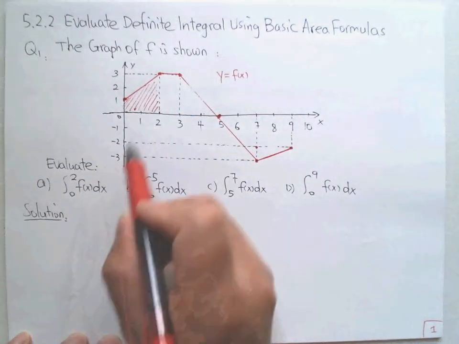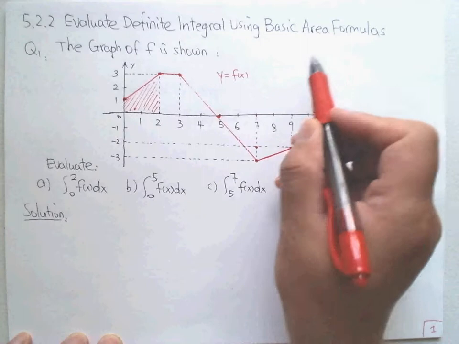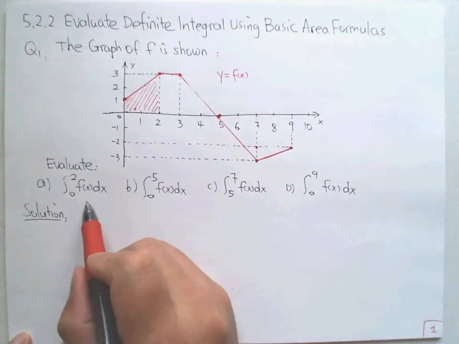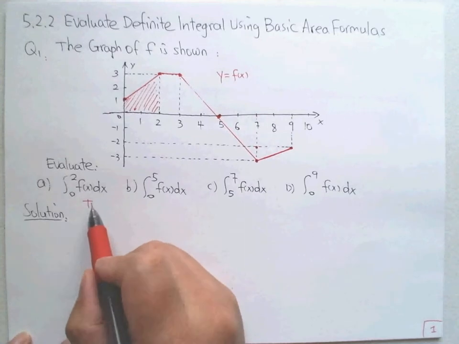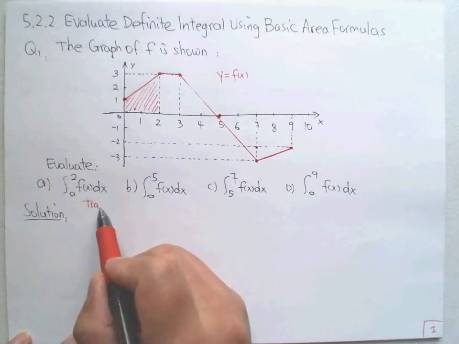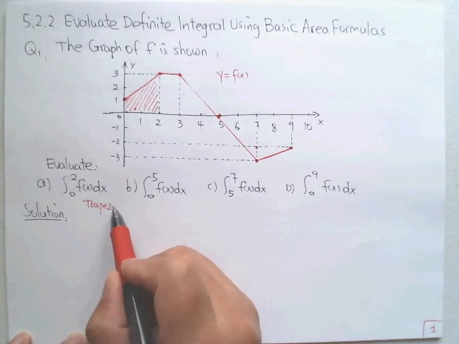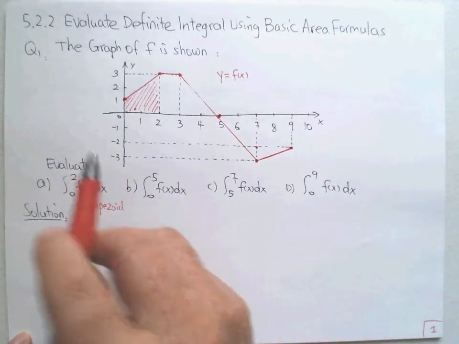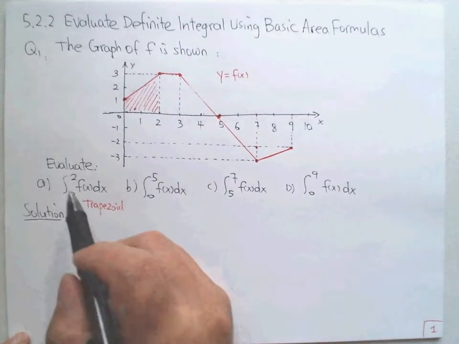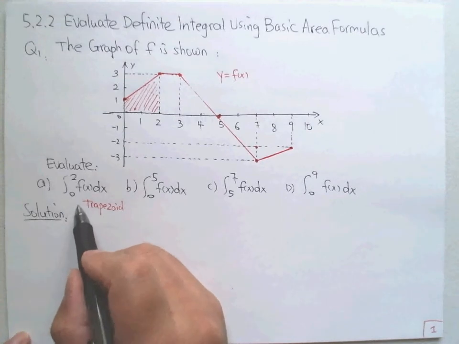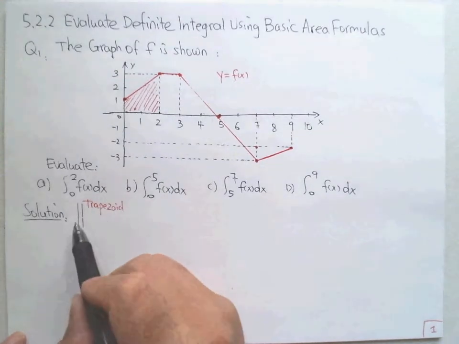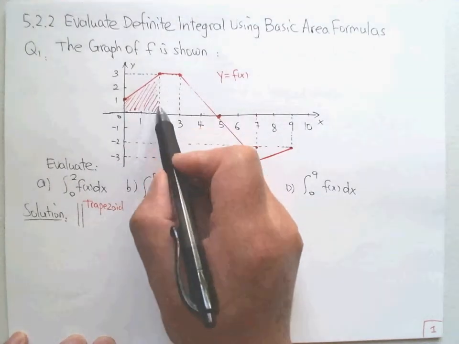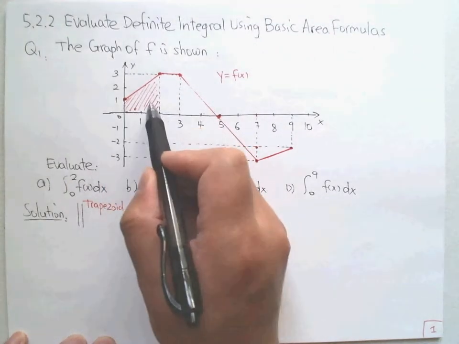Look at this area. We know this is a trapezoid, so this is easy. We just use the formula for the area of a trapezoid. One side is 1, another side is 2, right? The sum of the parallel sides times the height, which is 2, and then divided by 2.